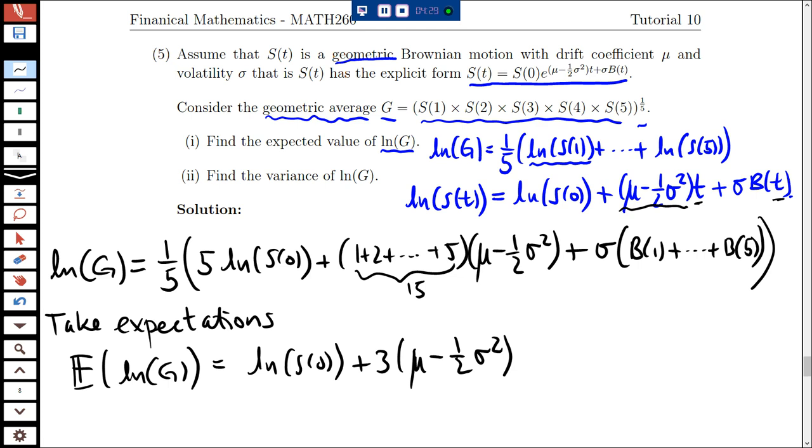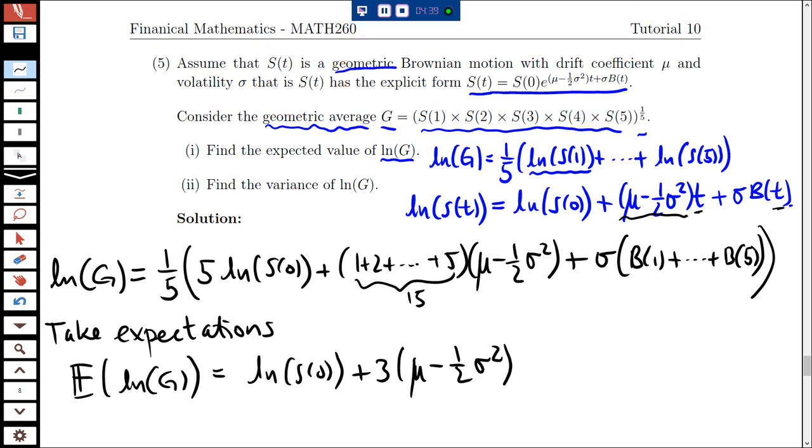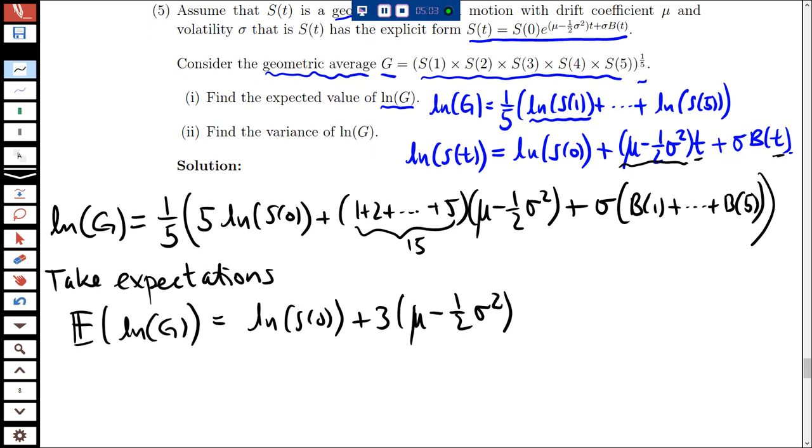Oh, we need the expectation, that thing on the end. The expectation of the last term, is that 0? Let me think. Yeah, that's 0. Oh yeah, the expectation of each of the b's is 0, of course, plus 0.